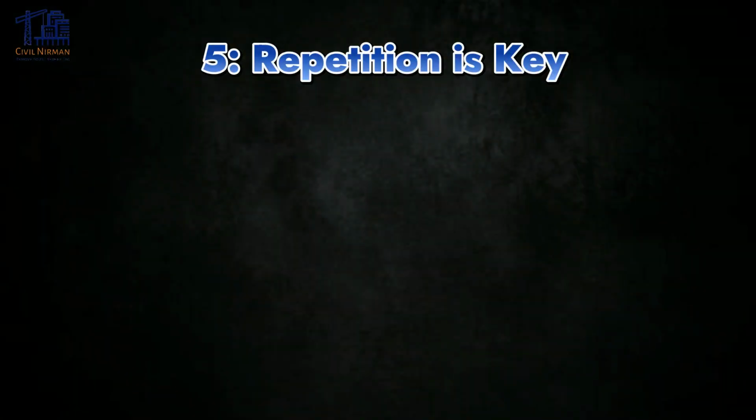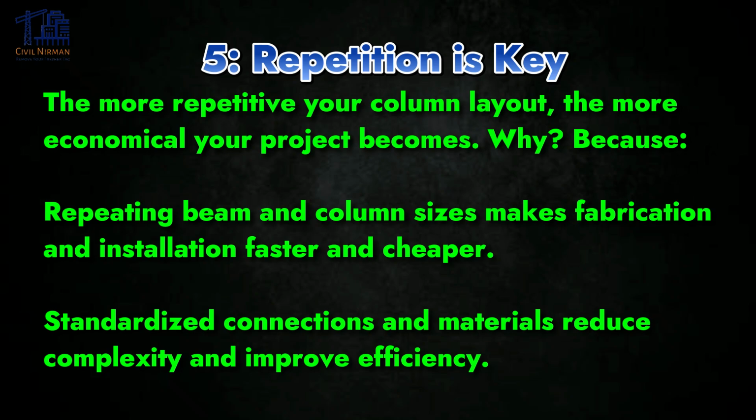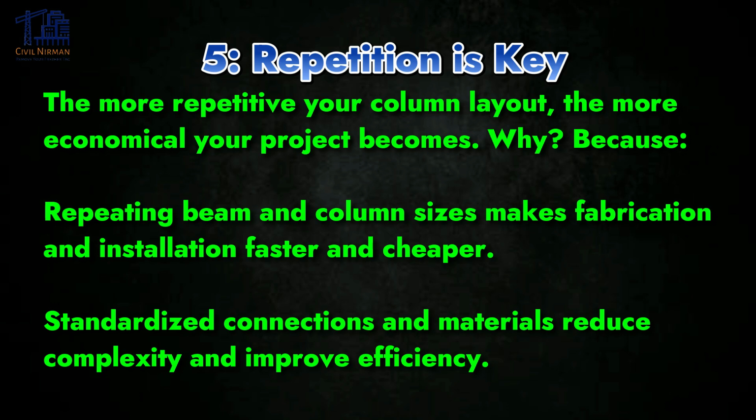Rule number 5. Repetition is key. See, the more repetitive your column layout, the more economical your project becomes. Why? Because see, repeating the beam and column sizes makes the fabrication and installation faster and cheaper. Standardized connections and material reduce the complexity and improve the efficiency.